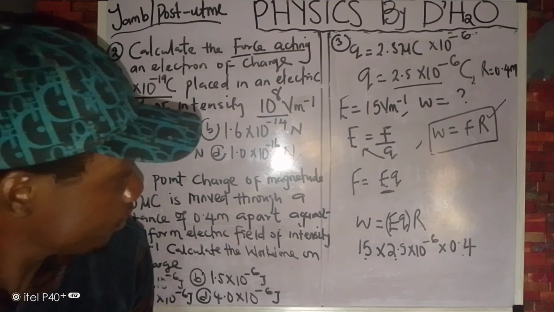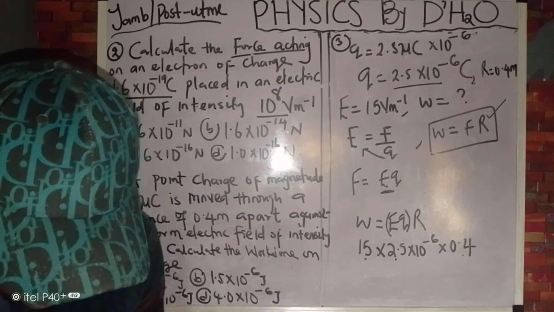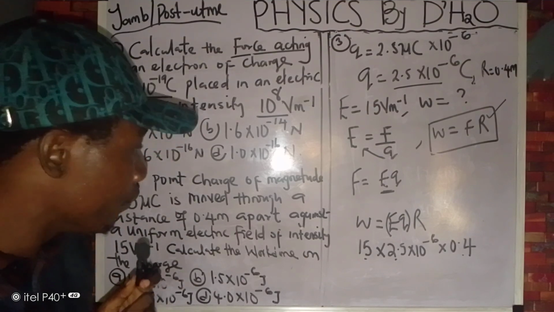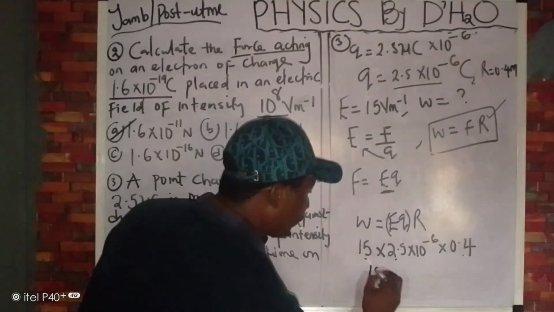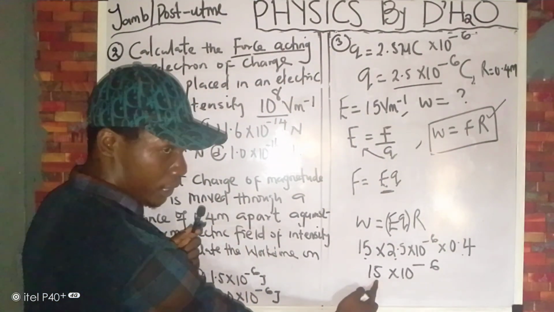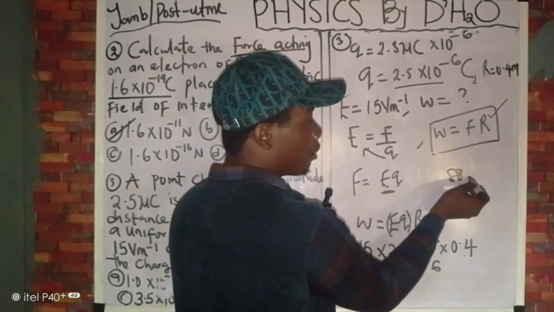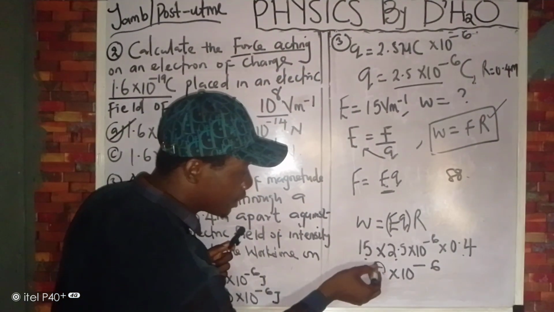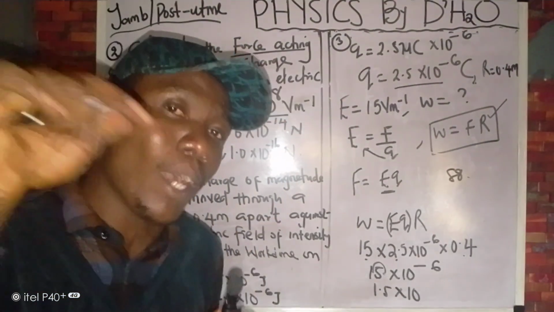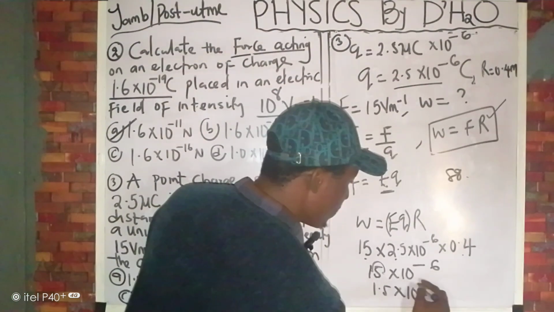15 times 2.5 times 0.4 still gives us 15. So we have 15 times 10 raised to the power of minus 6. Do you see now? Good. If I have a number like 15, there's no point shown. It means that the point is here. So I have to move the point backward, like this, and you have 1.5 times 10. Since you moved only once, you add 1 to the power. So minus 6 plus 1 gives us minus 5.